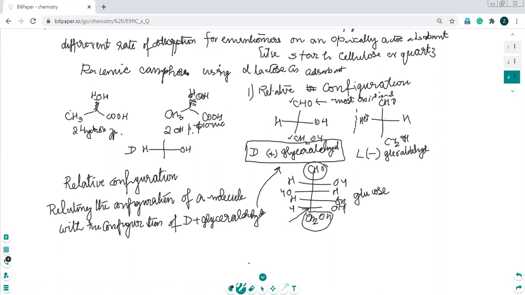Now look only at the carbon next to the CH2OH, and compare the H and OH with that of glyceraldehyde. In the glyceraldehyde, H is on the left hand side, OH is on the right hand side. Here also H is on the left hand side, OH is on the right hand side. So this molecule is D.